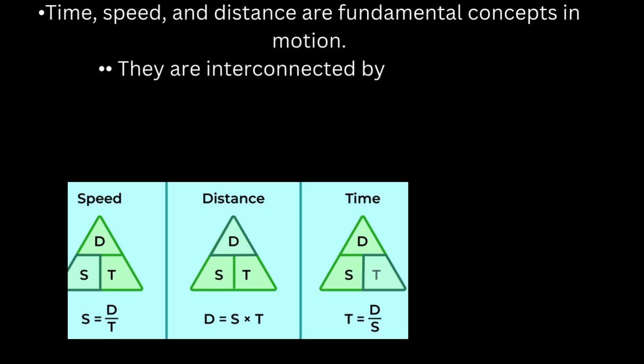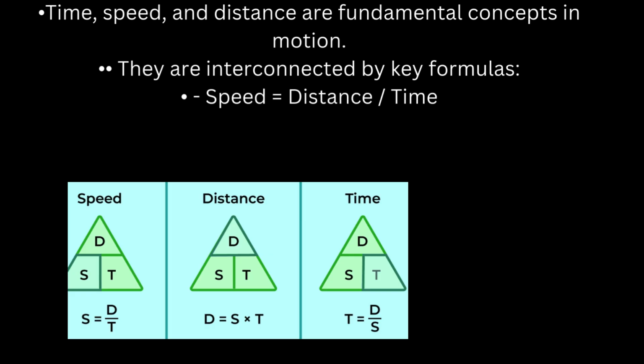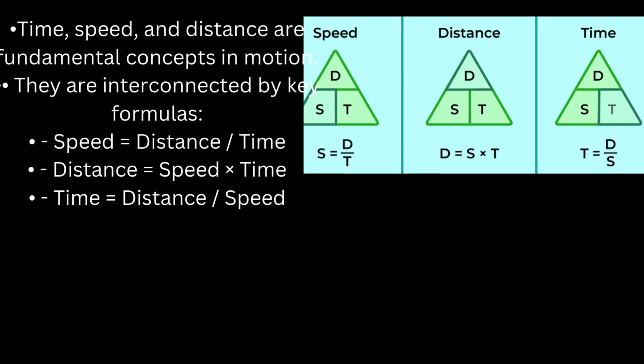Our fundamental formula for this is speed is equal to distance by time. From this equation we can derive distance and time. Let's see for distance. Distance is equal to speed into time and time is equal to distance by speed.